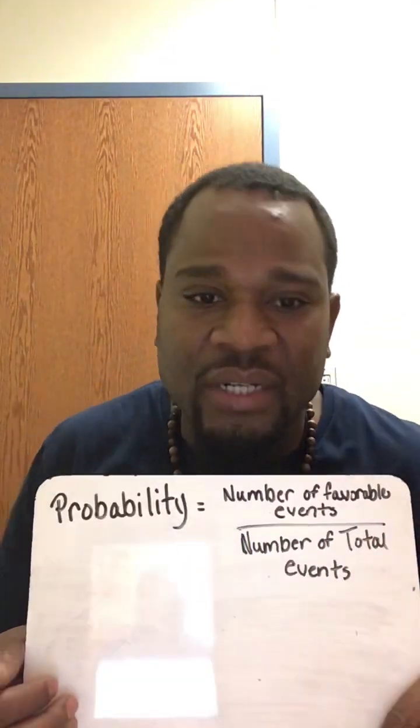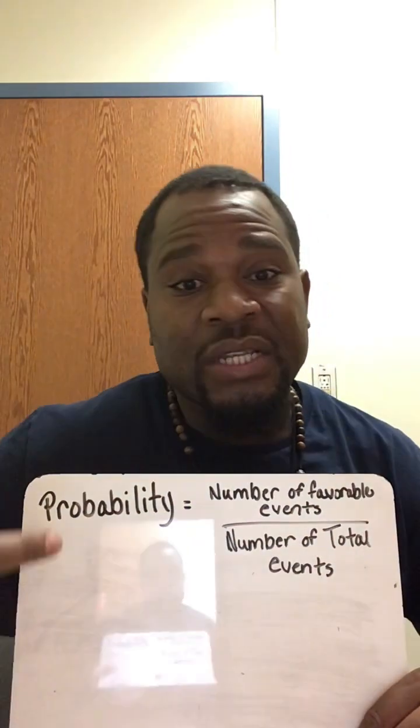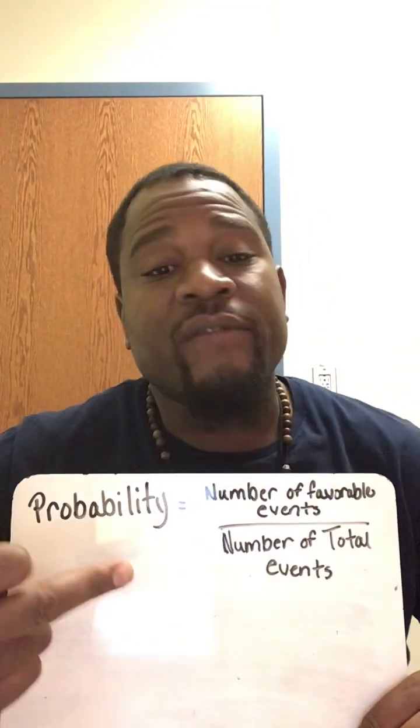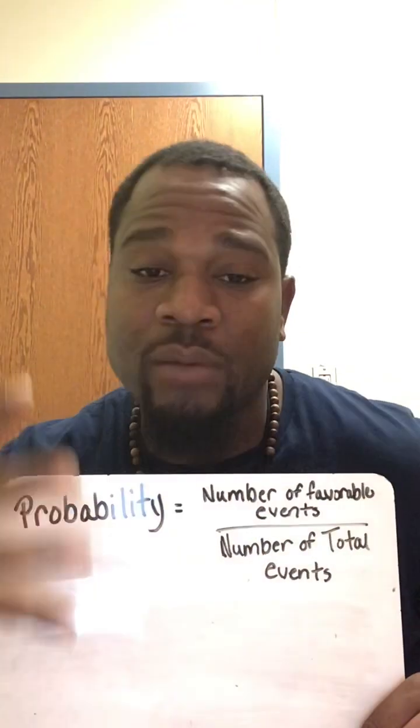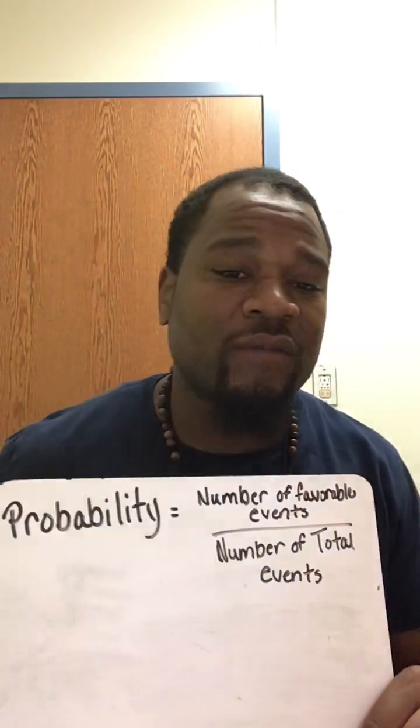Probability equals the number of favorable events over the number of total events. So remember that probability equals the number of favorable events over the number of total events. So let's talk about two dice. We got two dice here.